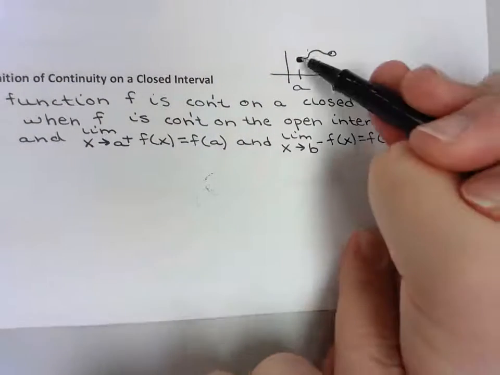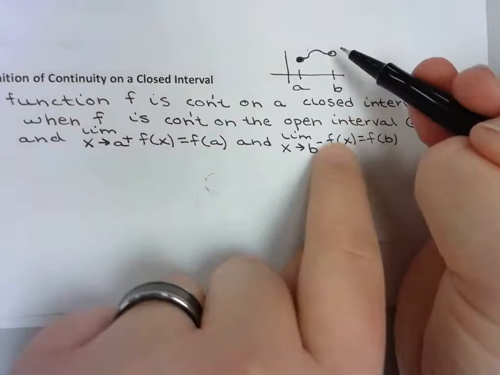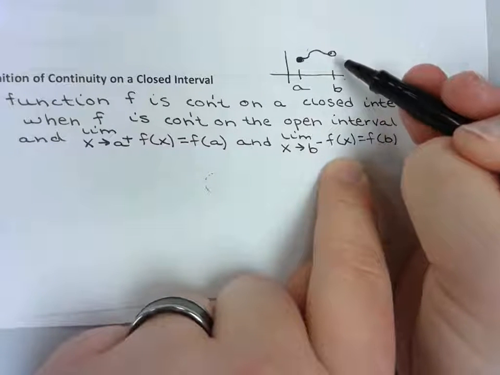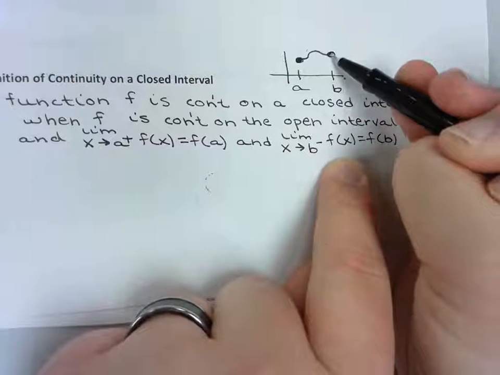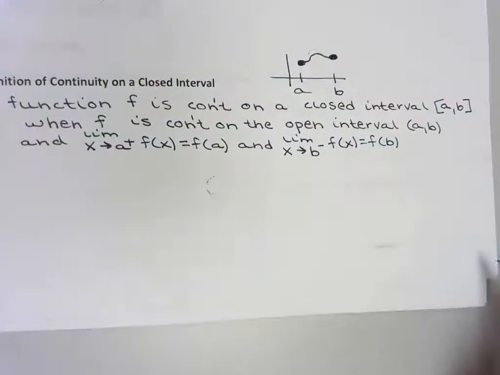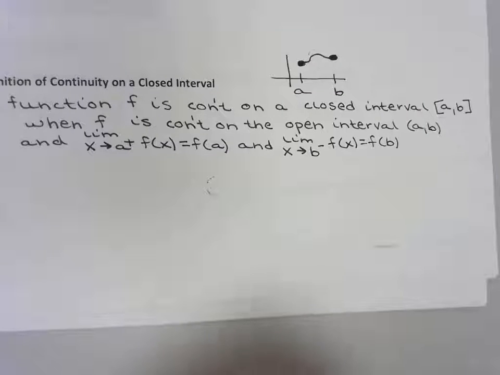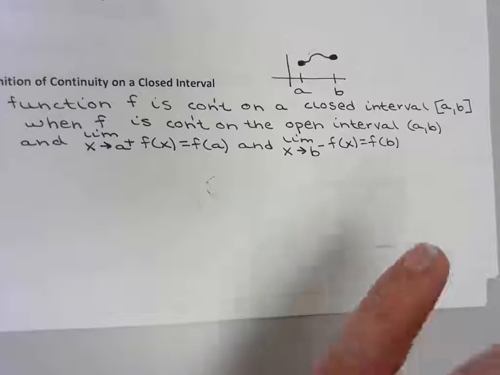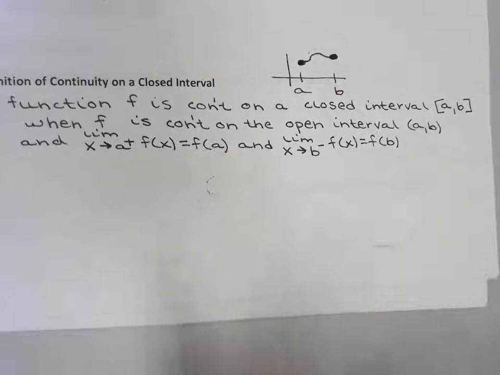Same thing with b. As I approach b from the left, that has to be equal to the y value, or the point, if I plug b into the function. That's what it's meaning, okay? Like I said, don't worry 100% about this definition making complete sense. I just want you to be able to get used to seeing how things are written.